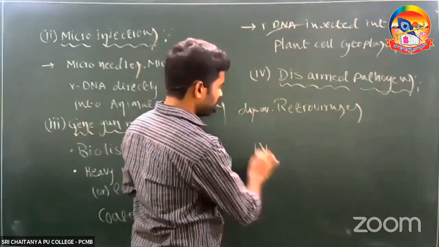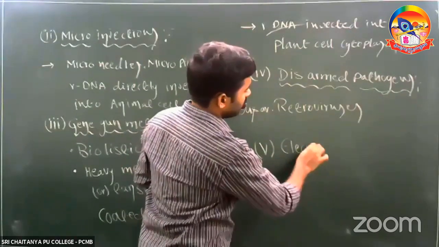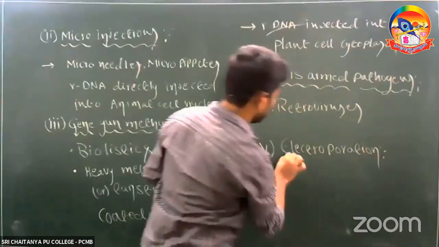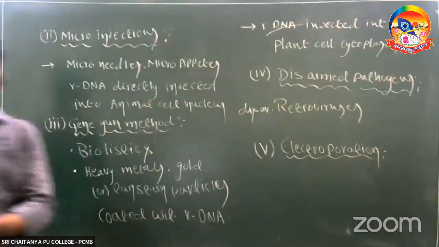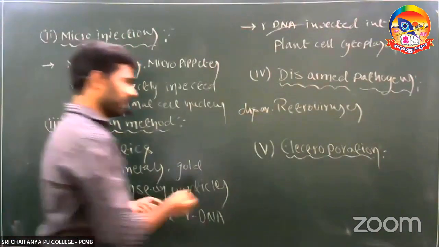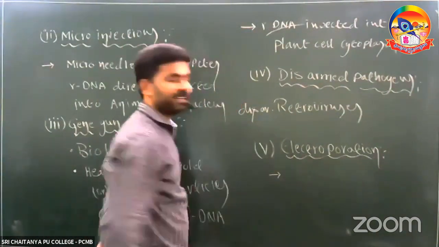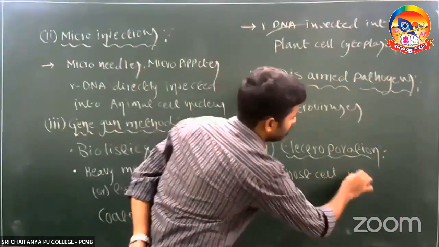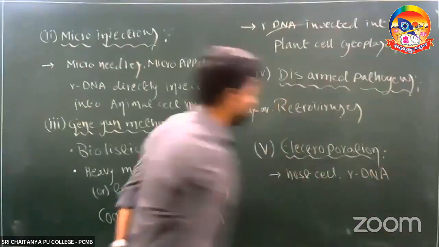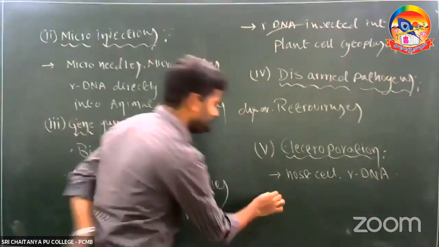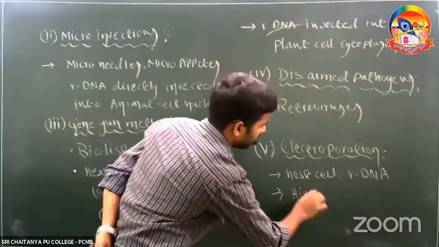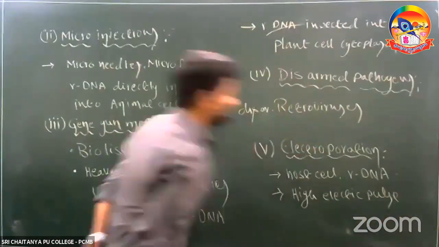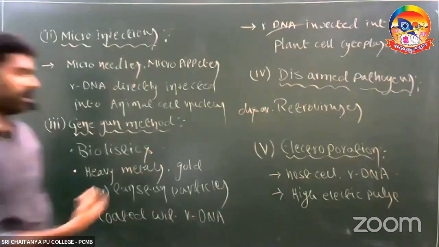Then come to the fifth method, electroporation. In the electroporation method, the host cell and rDNA molecules are subjected to high electric currents or high electric pulse. Both the rDNA molecule and host cells are subjected to the high electric pulse. In these conditions, the host cell is ready to accept or receive the rDNA molecule.